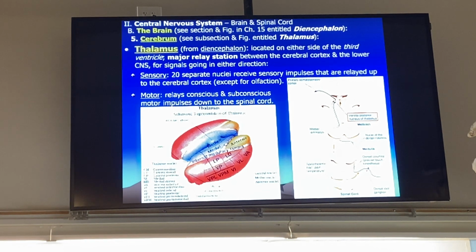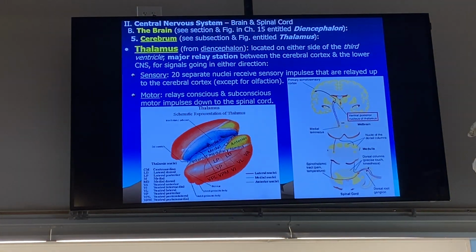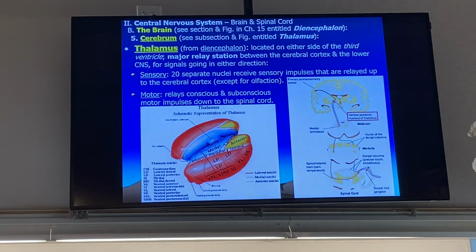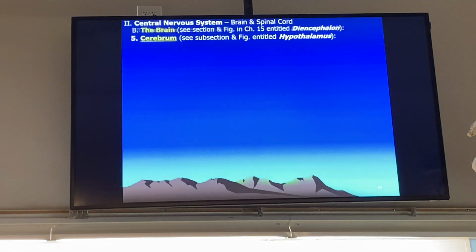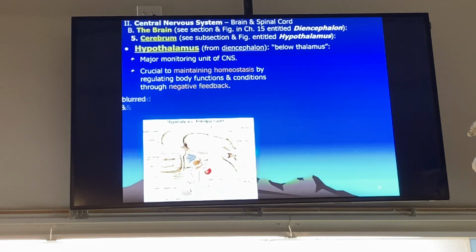I'm not going to erase this, but this should have been an orange. Hypothalamus.